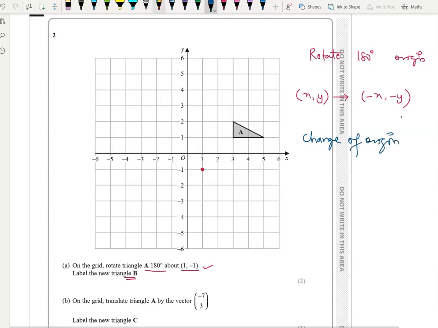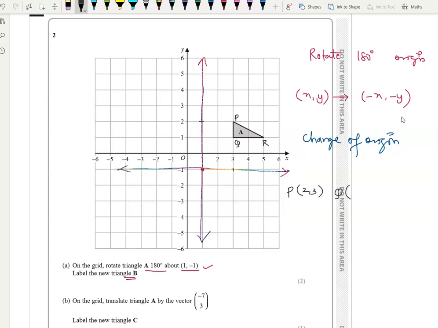So let's draw the axes here. This will be the new y-axis, and this is your x-axis. Now let's name the vertices of the triangle P, Q, and R, and find their coordinates. Point P, with respect to the new origin, the x coordinate will be 2 and the y coordinate is 3. So point P is (2, 3). Point Q, x coordinate is 2 and y coordinate is also 2. Point R, x coordinate is 1, 2, 3, 4 and y coordinate is 2.